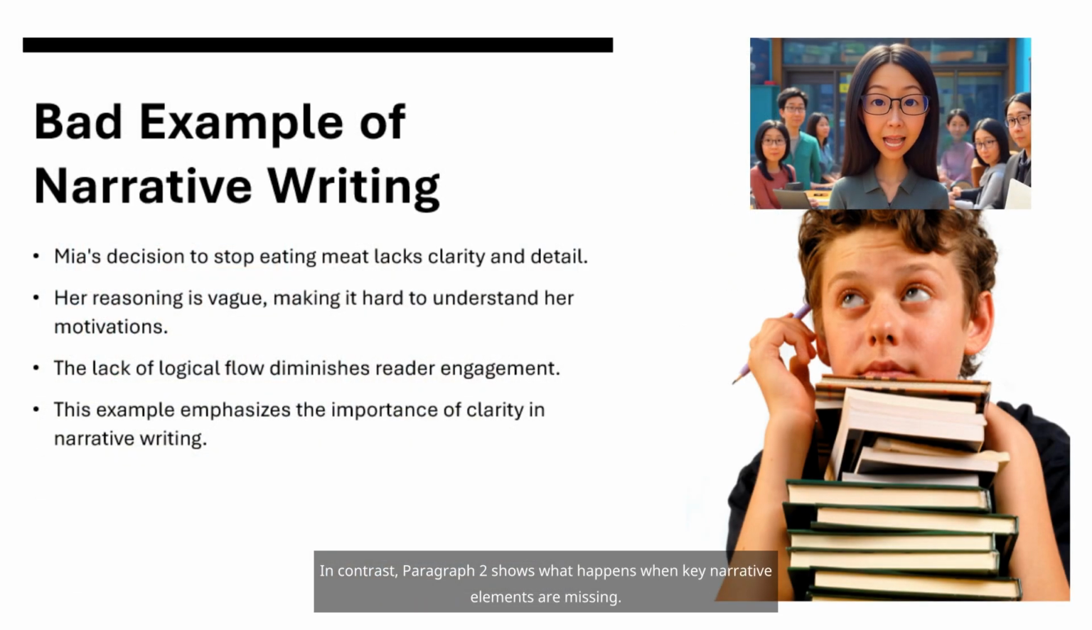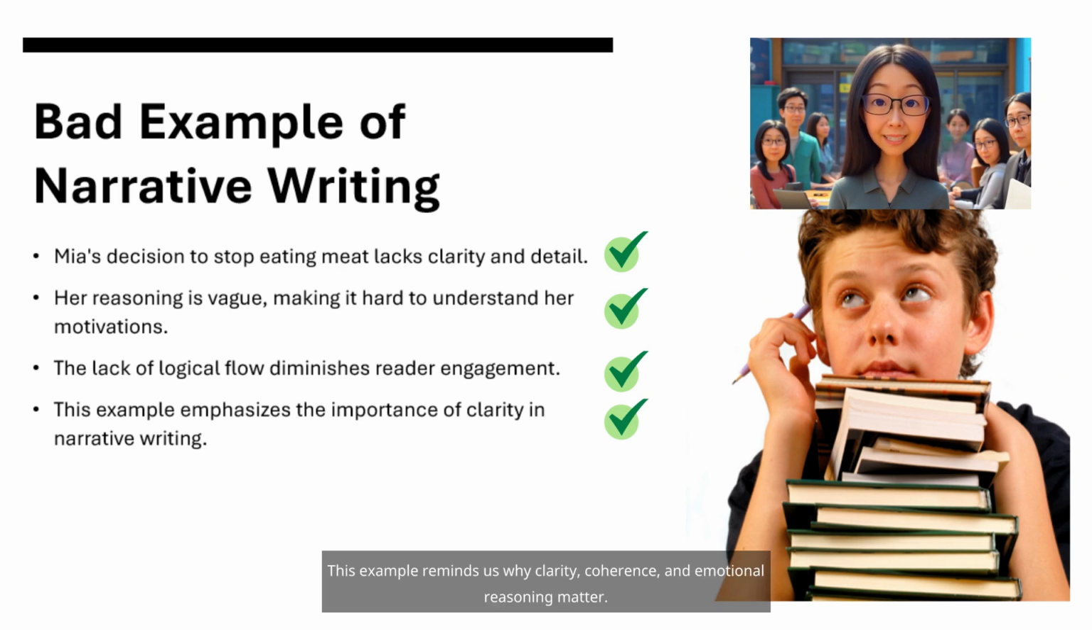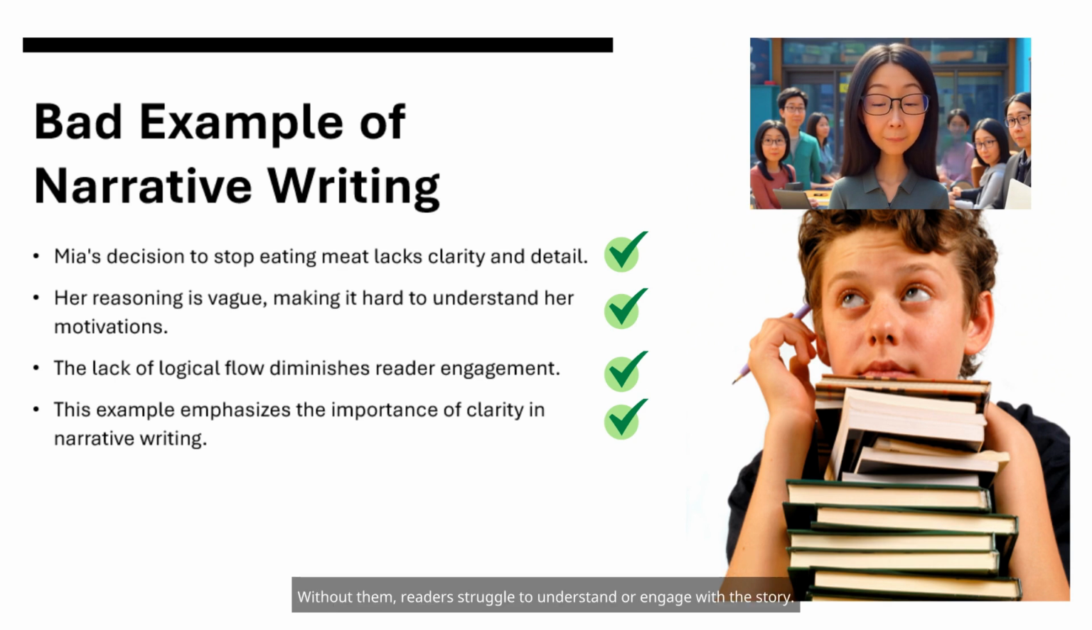In contrast, paragraph 2 shows what happens when key narrative elements are missing. Mia's decisions are stated, but not explained. We don't know her motivations or how she feels. There's no clear progression or cause-effect link. The writing lacks transitions and detail. This example reminds us why clarity, coherence, and emotional reason matter. Without them, readers struggle to understand or engage with the story.